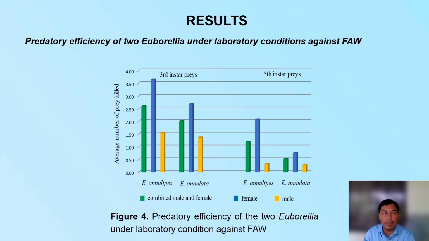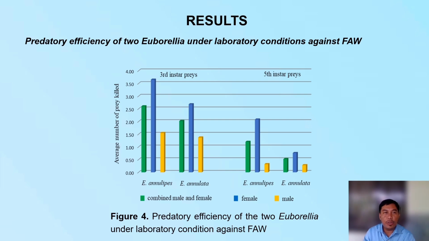Between the two species, there was significant difference in the number of preys killed by female E. annulipes compared to E. annulata, but not in males of the two species. Most of the third instar being small preys were killed even in a single attack by both predators, and most of these were fully consumed by the predator before attacking another prey.